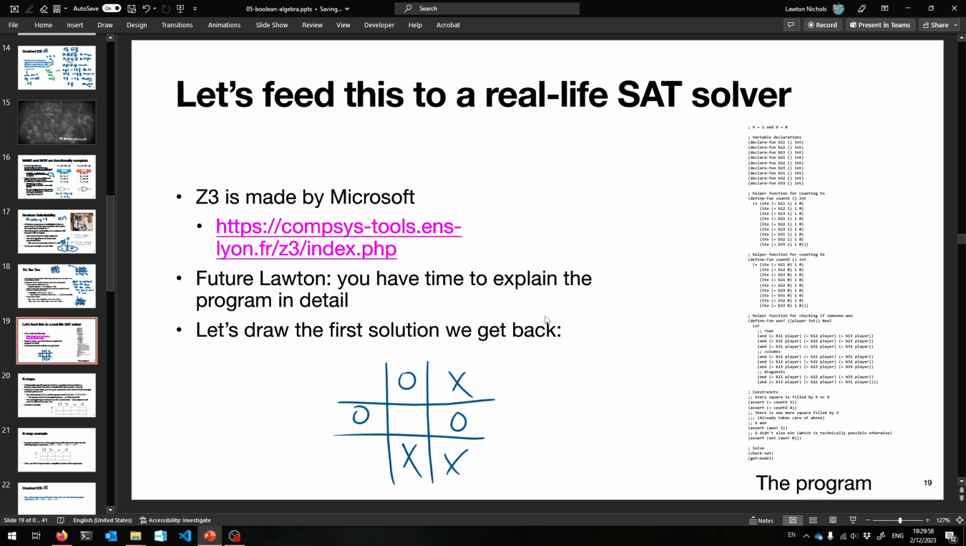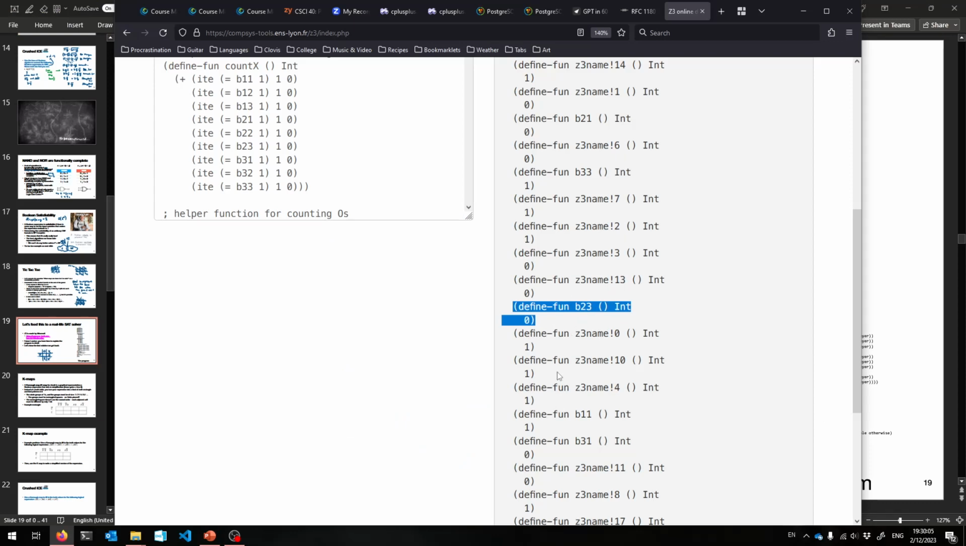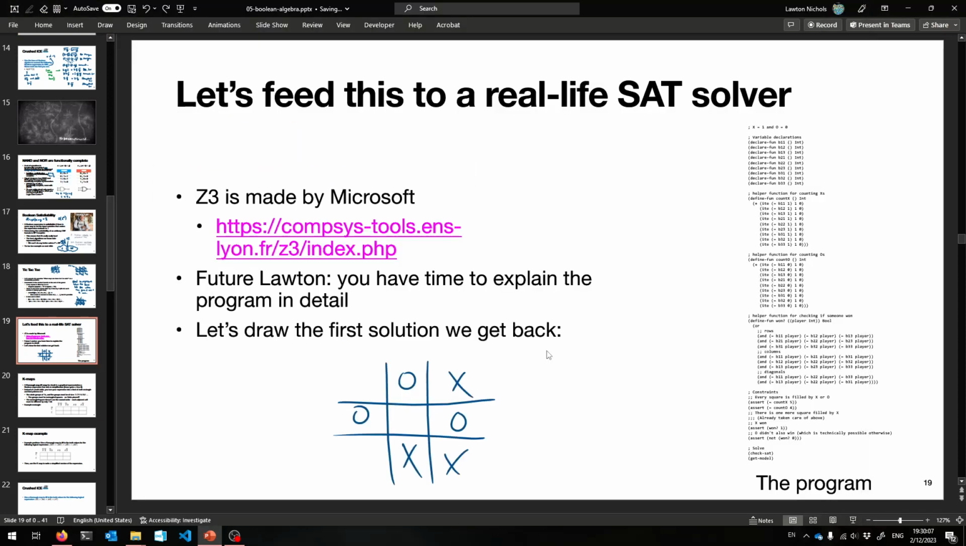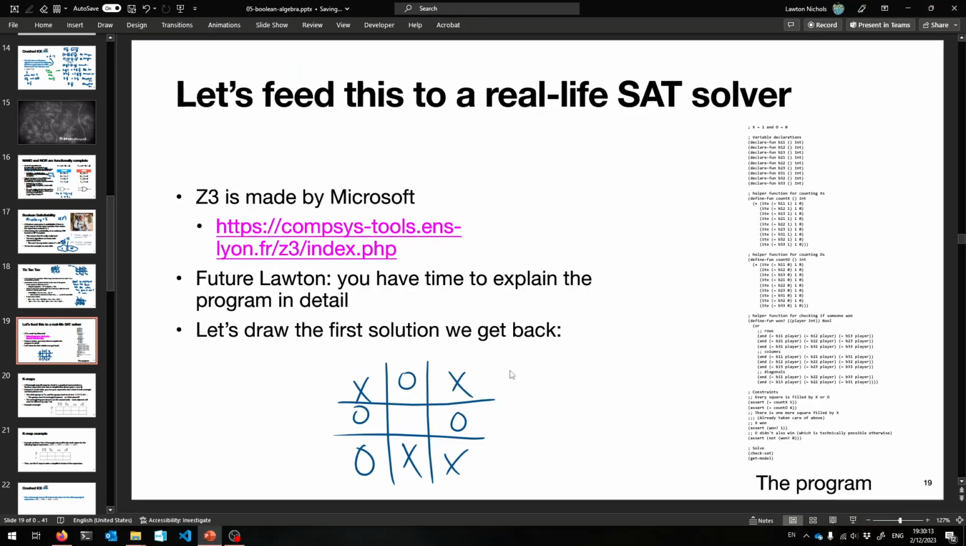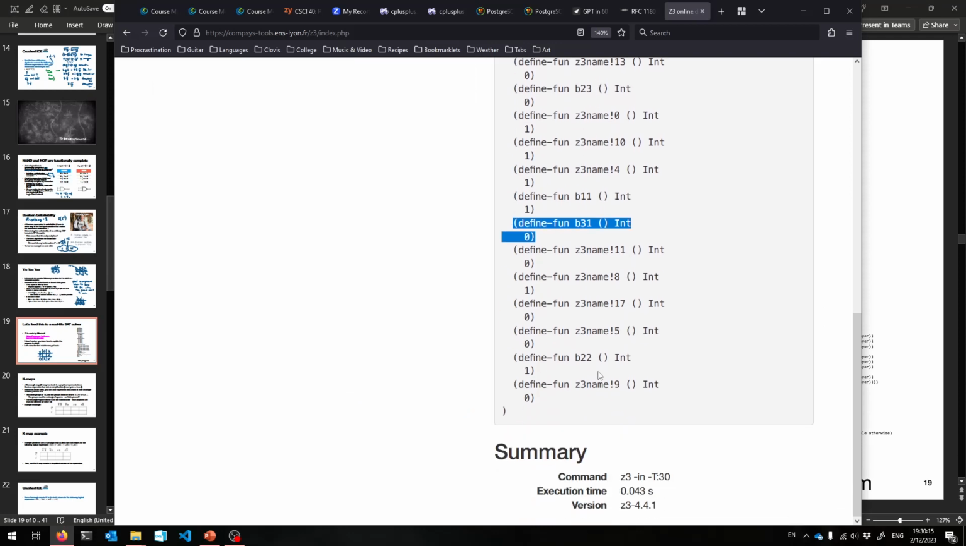Okay, so X didn't win that way. Let's see what way it's going to win. Could be this way or diagonal. B11, set that to X. Ooh, that's promising. Then B31, set that to O. Okay, so this must be the way that it wins, by the diagonal. There's just one way, the fastest way I could find, that satisfies our solution. B22, set that to, of course, an X.